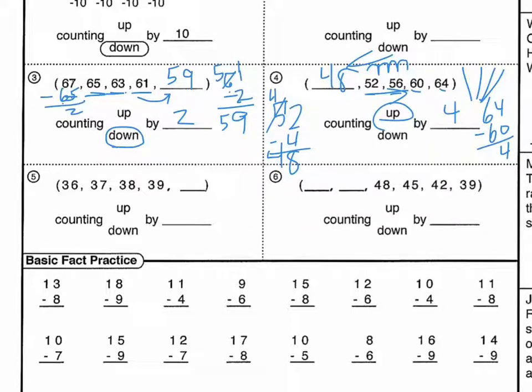All right, here we go with number 5. You should have already tried this on your own. We got 36, 37, 38, 39. That's going up by 1, obviously. And so the next number would be 40.